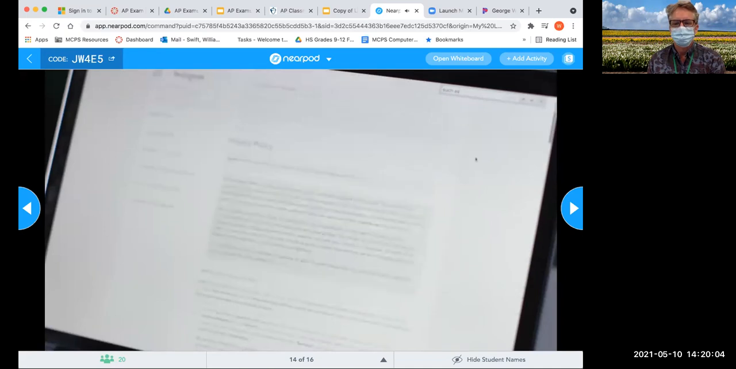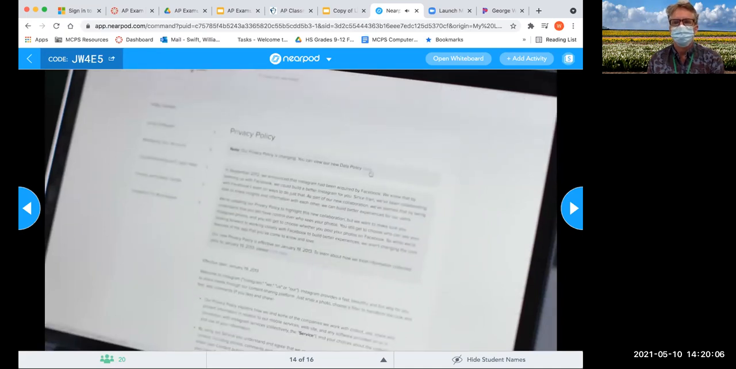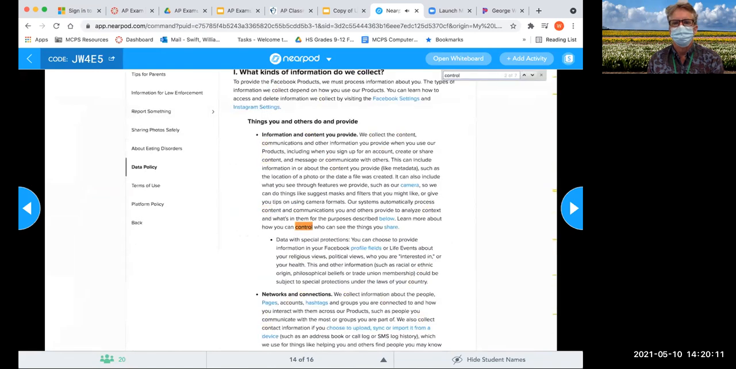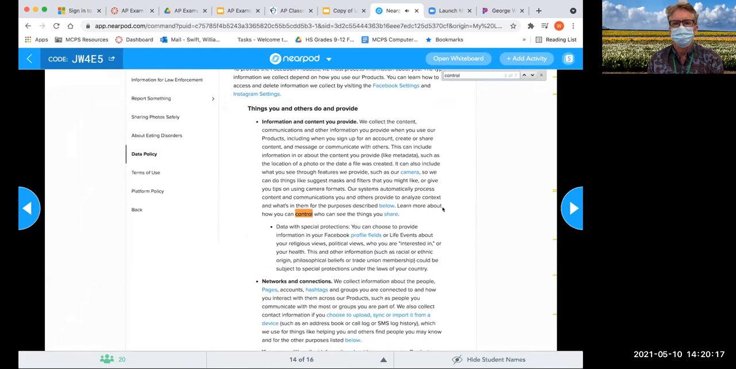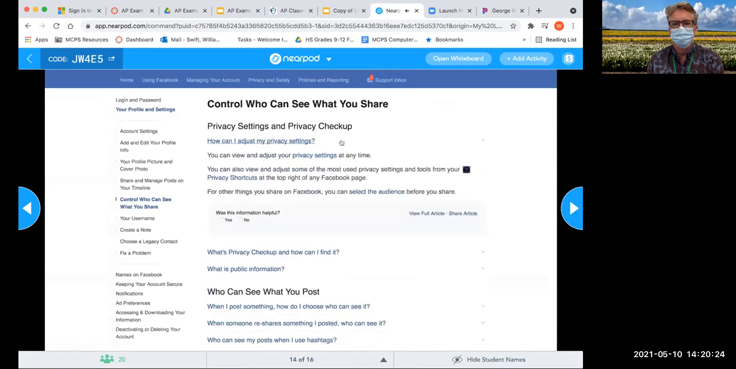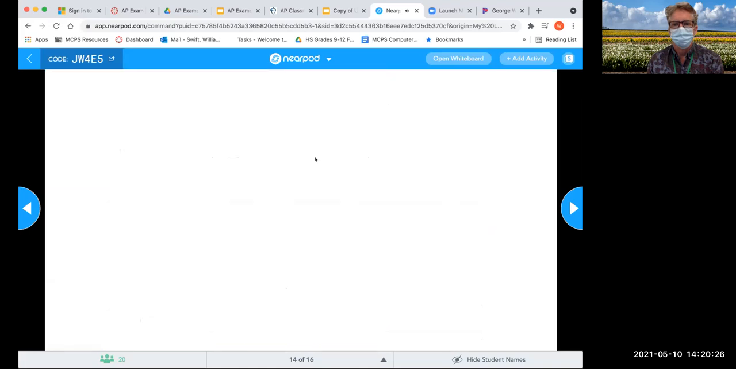Now, what's interesting about Instagram is they actually have a separate policy called the data policy. We're going to check that out. I'm interested in the controls that Instagram offers, like Joseph mentioned. So I'm searching "control," and immediately you can see, "Learn more about how you can control who can see the things you share." So it brought me to this page on Facebook, because Instagram's owned by Facebook, and I can actually go to my privacy settings and change them.